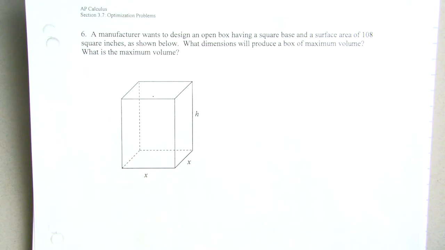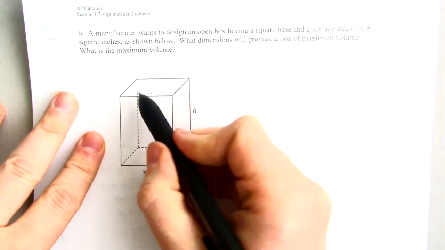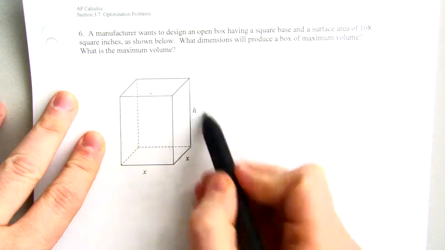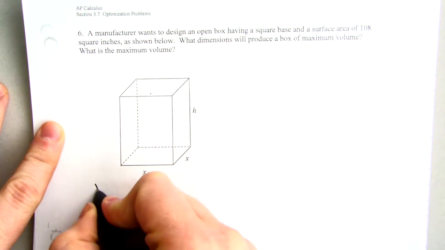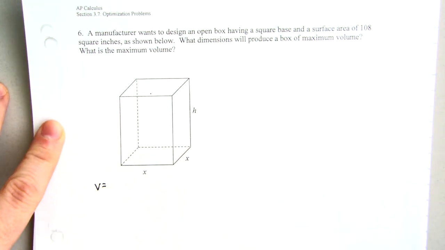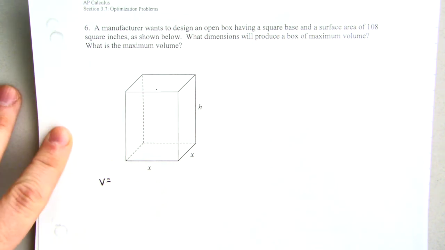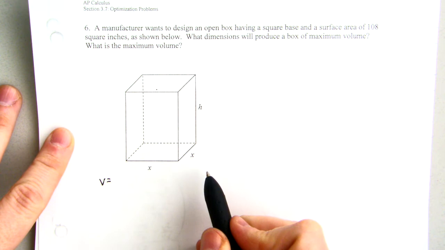Right, one last problem. Please take a moment and read through problem number 6. So it's an open box, which means there's no top to it, but there are the 4 sides, there's the bottom. We're asked to find the maximum volume. Okay, well let's get a formula for the volume. What's the volume of this box going to be?